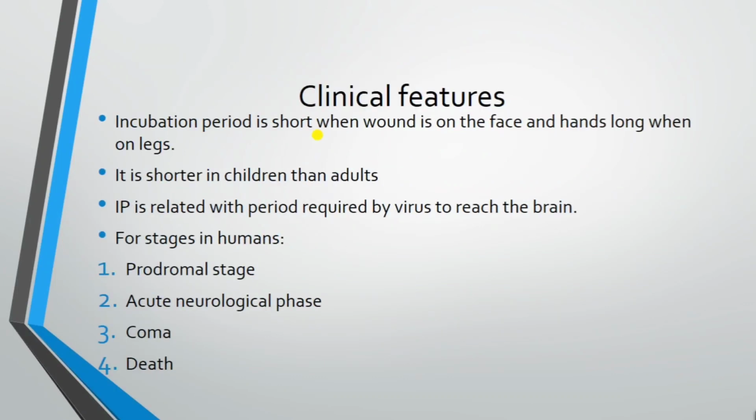The clinical features of rabies: the incubation period is short when the wound is on the face and hands, and it is long when it is on the leg, because the time for the virus to travel to the brain is more when the bite is on the leg. It is short when the bite is on the face, neck or hands. It is shorter in children than adults. The incubation period is related to the period required by the virus to reach the brain. There are different stages in humans. First stage is the prodromal stage, second is the acute neurological phase, then coma, and finally death.